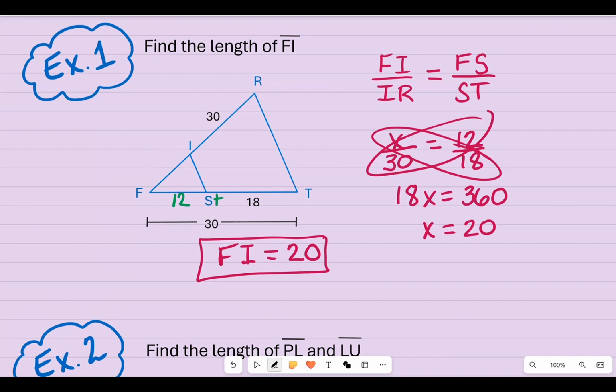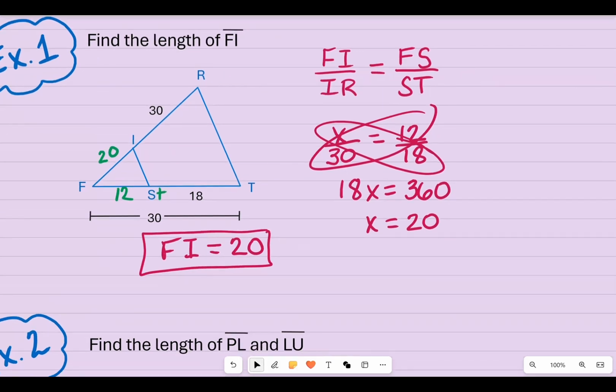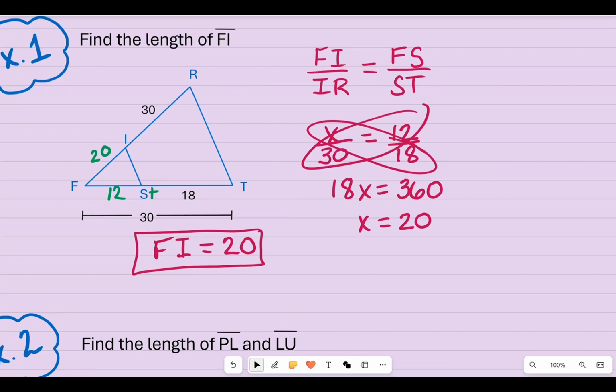Now let's go back and say that maybe we were actually given that FI was 20 to begin with. So we could use the converse of the triangle proportionality theorem, which will prove that the lines are in fact parallel if the sides are proportional. So how will we know if the sides are proportional? Do the same thing. Go ahead and substitute what you know.